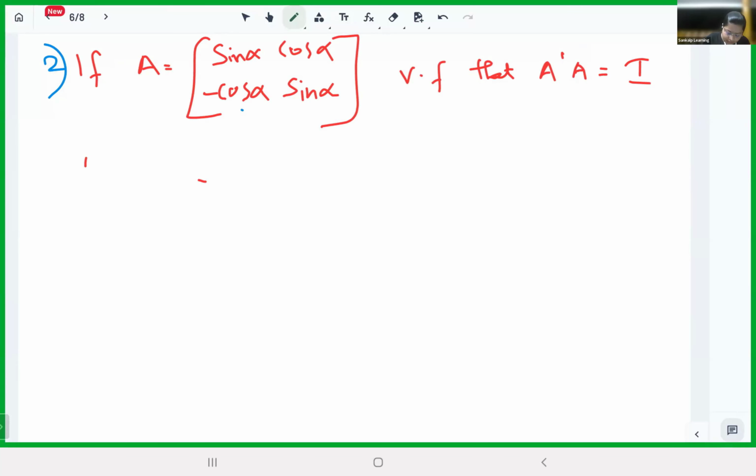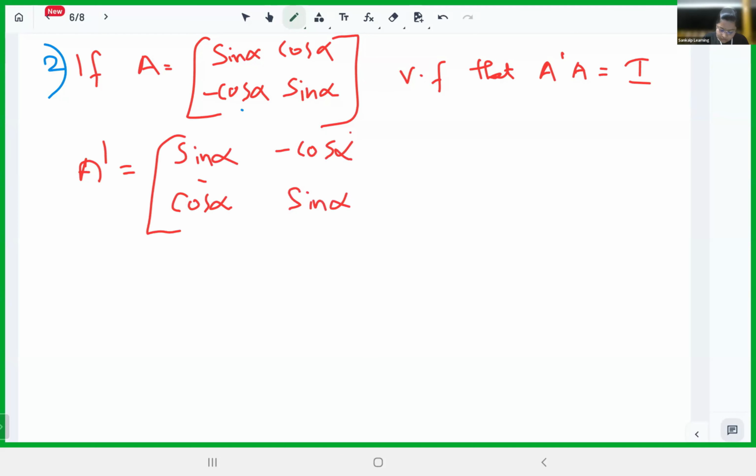So for that, we have to find out A transpose. What is A transpose? You have to rearrange the rows as columns, right? Then you'll get the transpose of a matrix. So sin alpha and cos alpha is the first row. You have to rearrange it as a column, so it will become sin alpha, cos alpha. Now the second row of the matrix A will become the second column of the transpose matrix. So minus cos alpha, sin alpha.